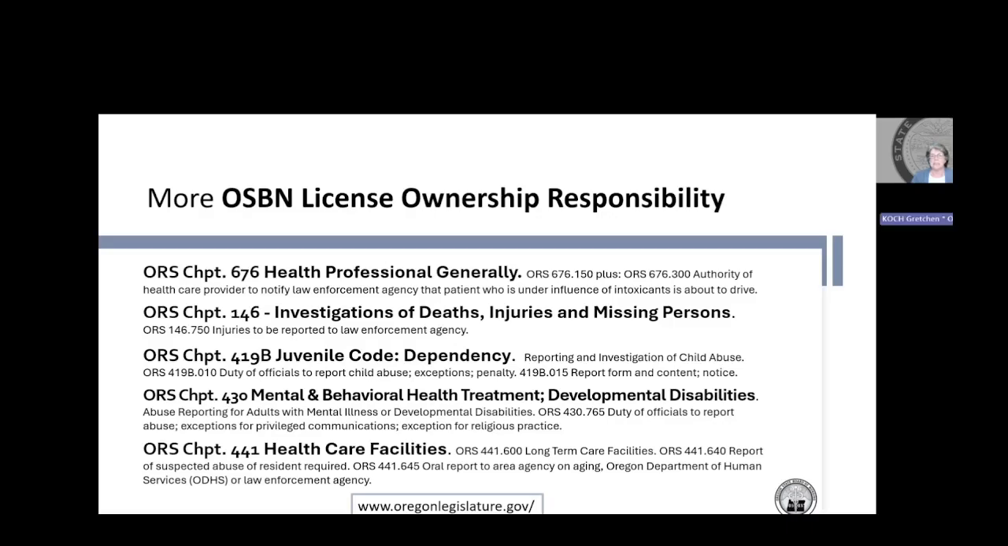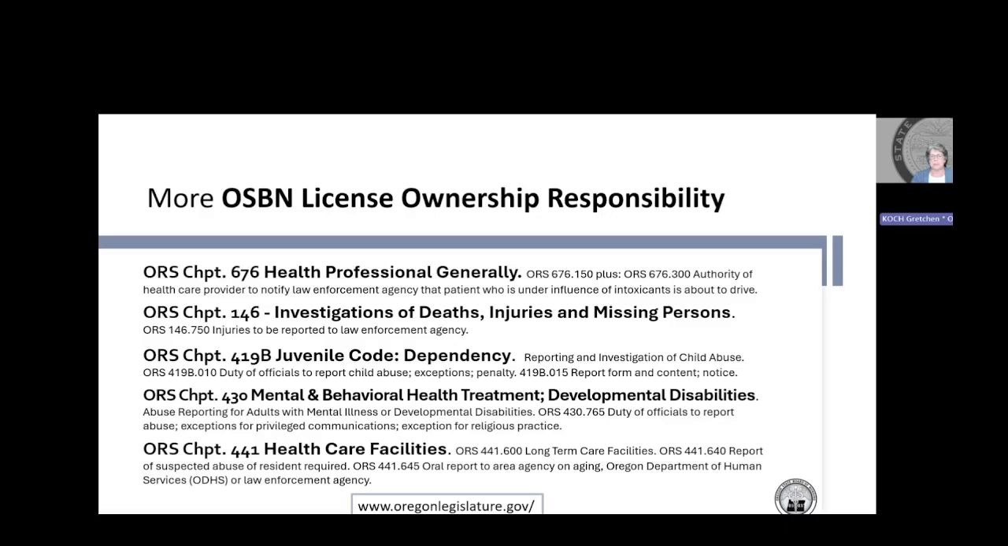The other examples listed identify the duty of officials to report, officials, which is defined in those statutes to include nurses, to report suspected child abuse, the suspected abuse of adults with mental illness, suspected abuse of persons with developmental and intellectual disabilities, and the suspected abuse of long-term care residents. Now, for each of these respective statutes identified, the statute will specify how and where reports are to be made.